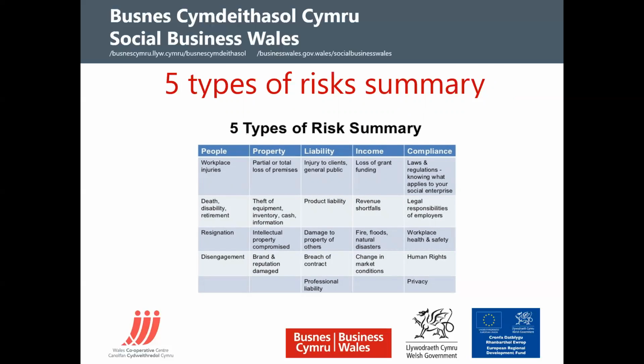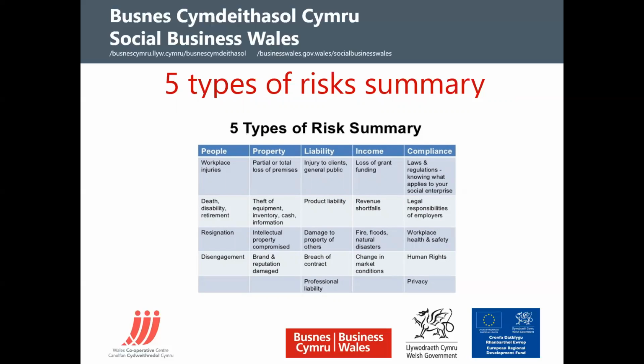Let's look at the third one, liability. So liability could look at injury to clients and general public. You could have some product liability or damage to property of others whilst you do work on other people's land or within other people's property. You may have entered into a contract and you could breach that contract, but you could also have some professional liability.